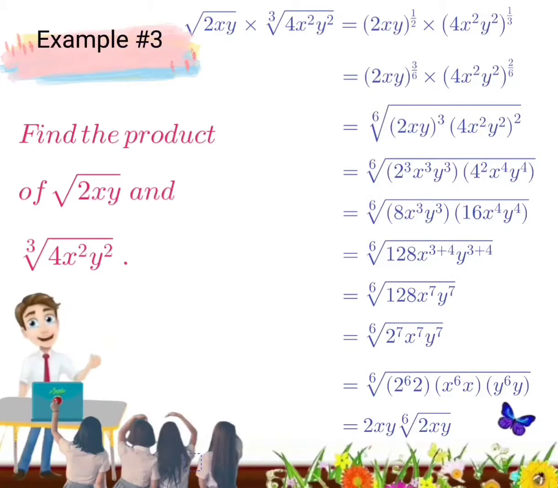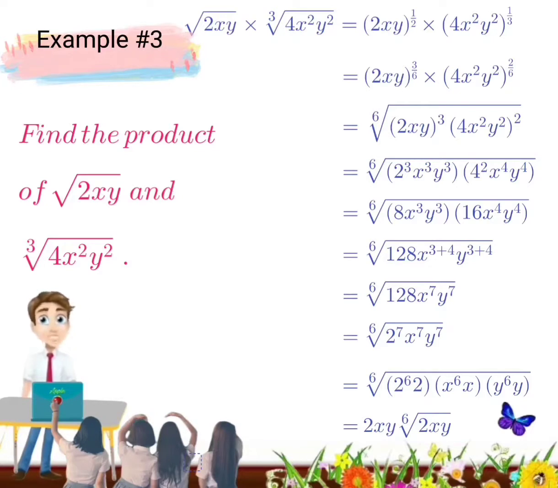Okay, for example number 3, so it is just similar to our example number 2, but this time it contains a variable in the radicand, and at the same time they have different indexes also. Square root of 2xy has an index of 2 and cube root of 4x square y square has an index of 3. So how can we solve also this problem?